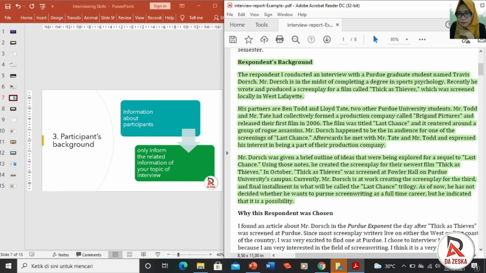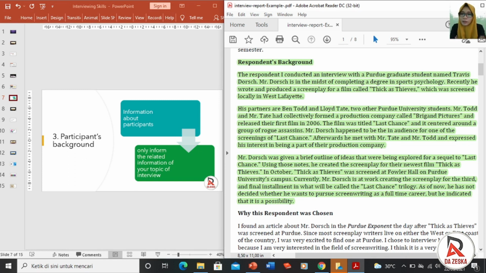Here on the next sentence. Recently, he wrote and produced a screenplay for a film called Thick as Thieves, which was screened locally in West Lafayette. Okay, this is another piece of information. The participant of this writer produced a screenplay for a film and it was screened locally in West Lafayette. So this is the information about the participant, I mean their work, his work. Let us see the next information.